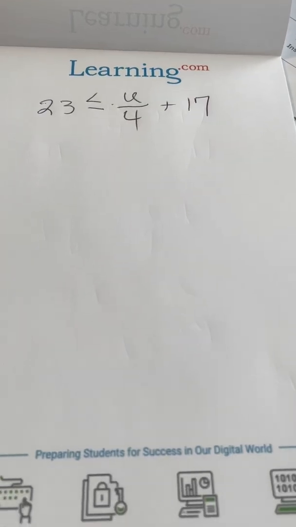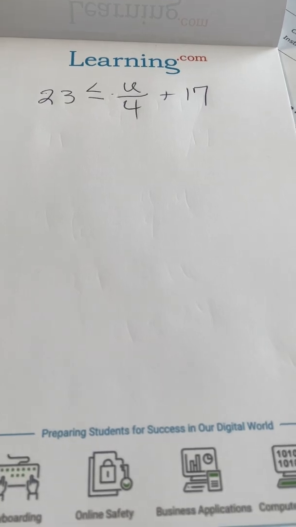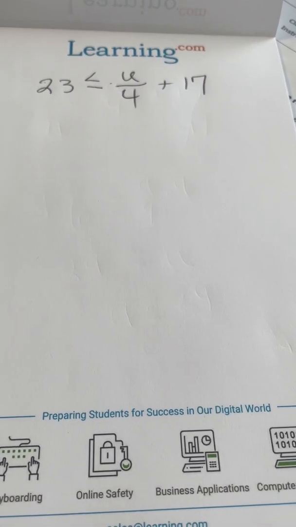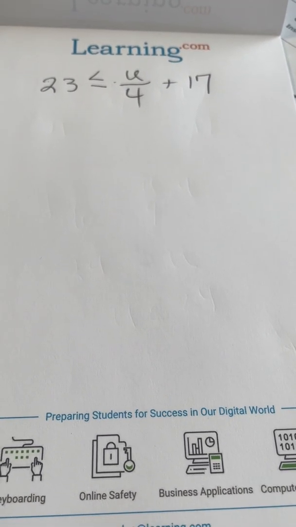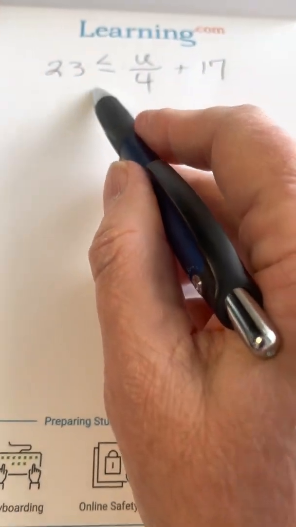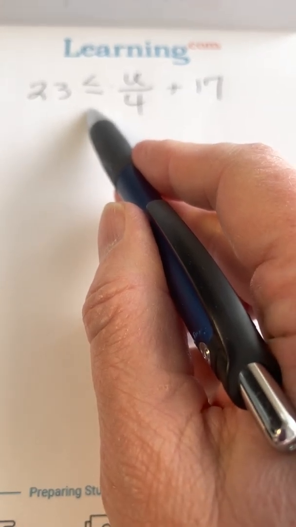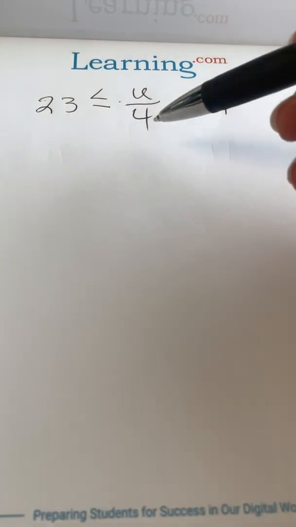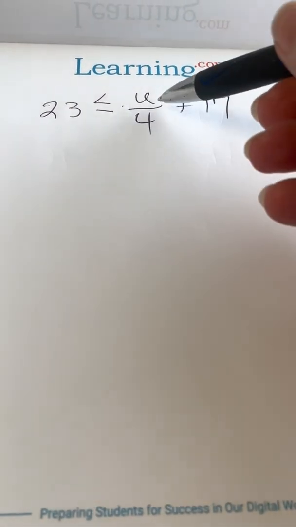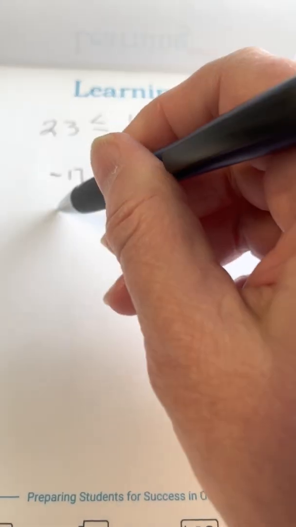All right, class, I see some problems on 5.4 and 5.9, so I'm going to address them in this very short video. This is a problem from 5.4 that I'm working for you. When you have an inequality, we're going to solve it the same way that we do for any equality. We're just going to leave the sign sitting there. So we're still trying to get our variable term by itself. We will subtract 17 and subtract 17 from both sides.